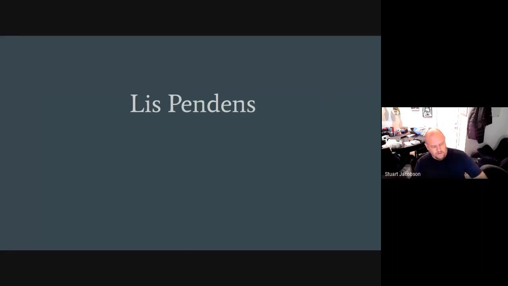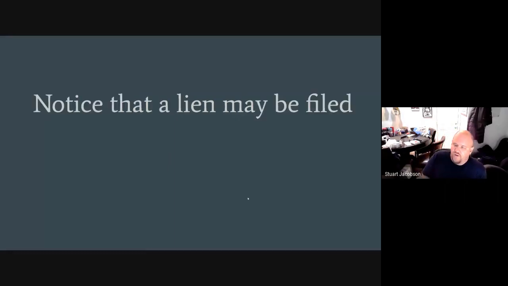Lis pendens. Another Latin word. Lis pendens. This is notice that a lien may be filed. Legal action pending is actually what it means in Latin.